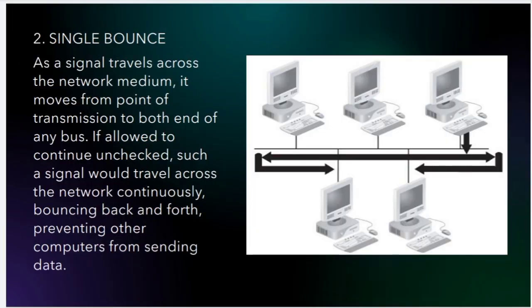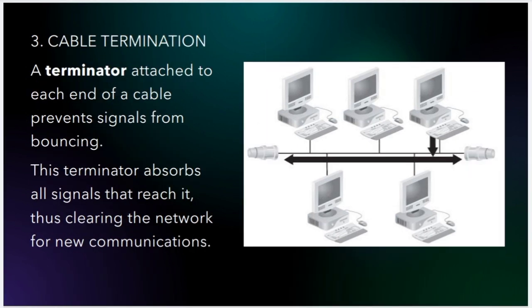Signal bounce. As a signal travels across the network medium, it moves from one point of transmission to both ends of any bus. If allowed to continue unchecked, such a signal would travel across the network continuously, bouncing back and forth, preventing other computers from sending data. Cable termination. A terminator attached to each end of the cable prevents signals from bouncing. This terminator absorbs all signals that reach it, thus clearing the network for new communications.